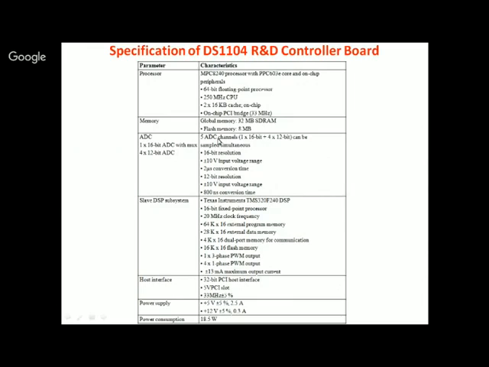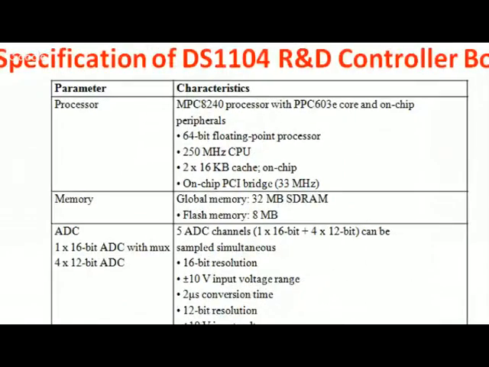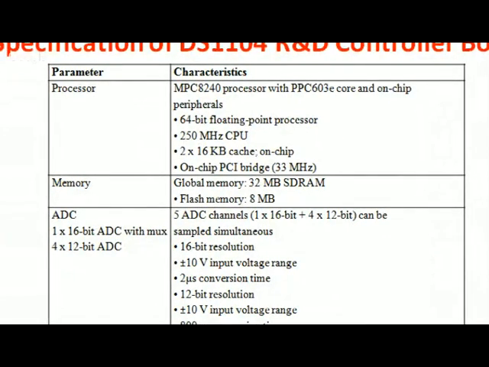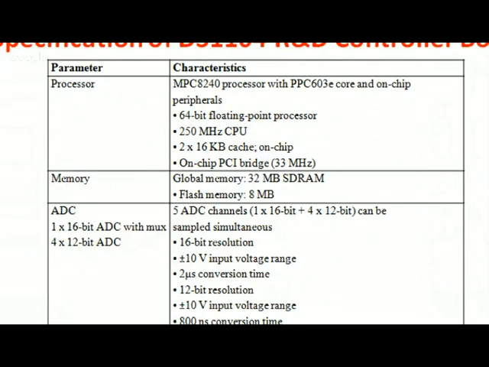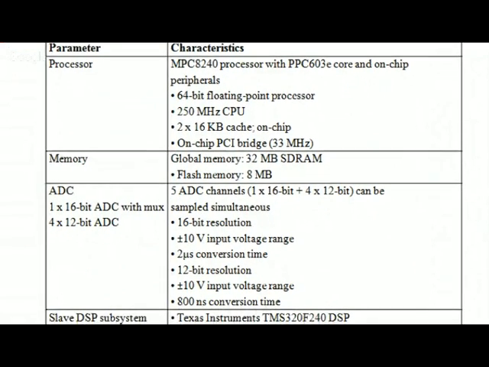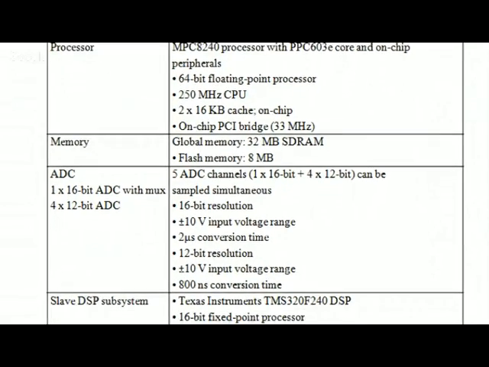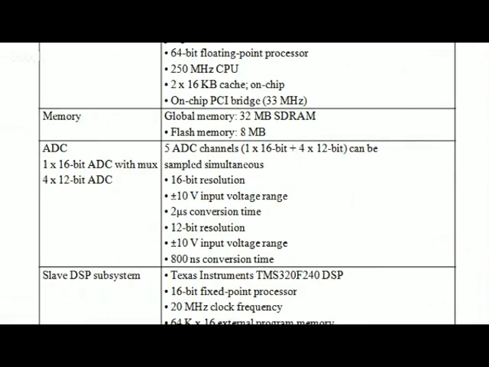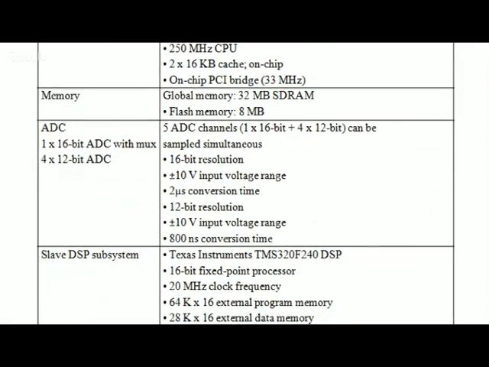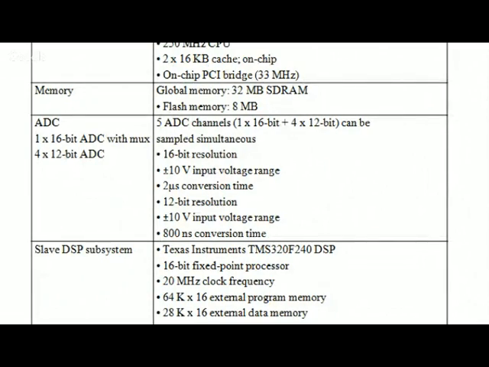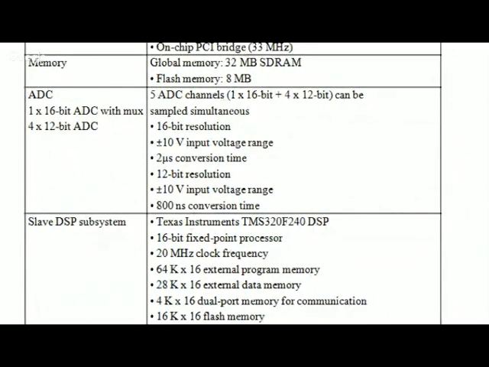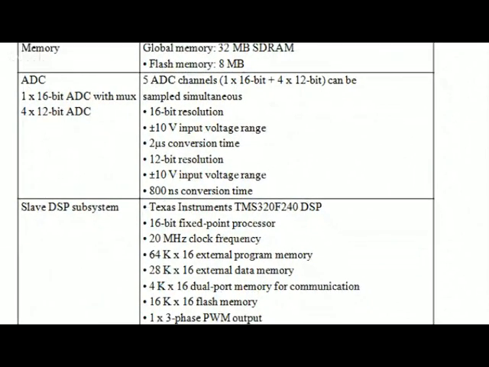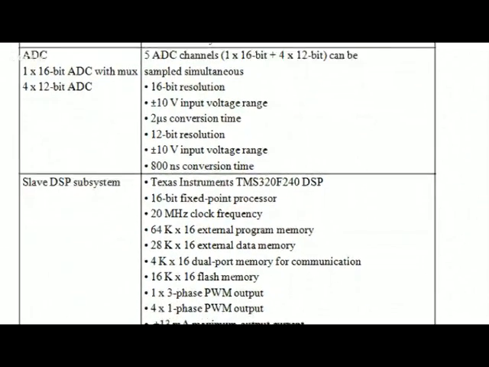And now I'll show you the specifications of D space. The processor here is the MPC8240 processor with PPC 603 core and on-chip peripherals, a 64-bit floating point processor. Its frequency is 250 megahertz and it has 2 into 16 KB on-chip cache memory. And you have global memory there, 32 MB SDRAM. Then you have ADCs, 5 ADC channels, that is 1 into 16 bit plus 4 into 12 bit. Okay, one is multiplexed and another is single. So that is what is given here, the resolution and all these things.